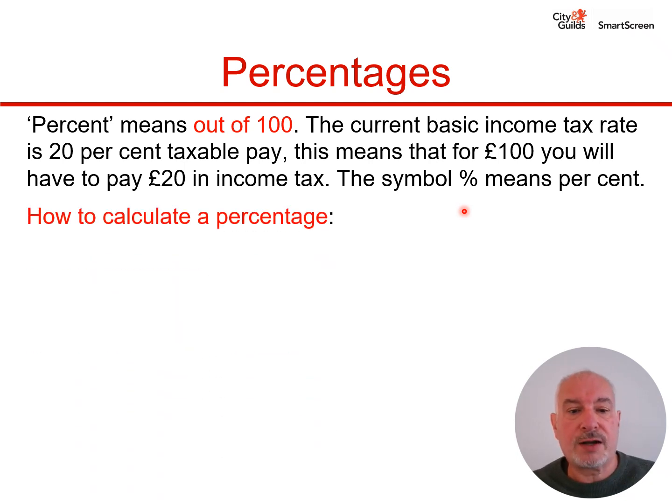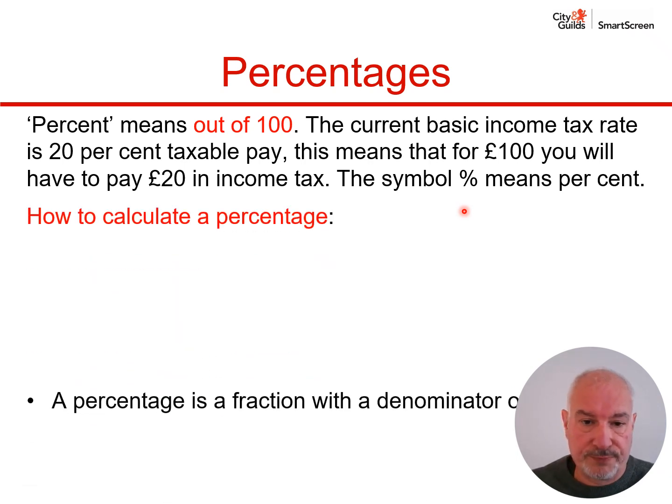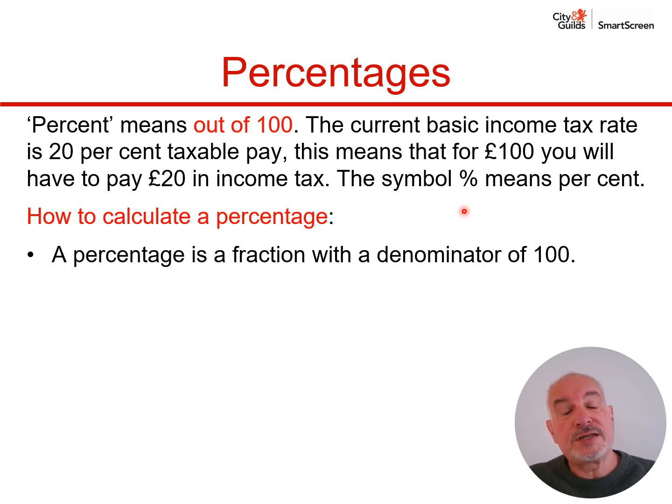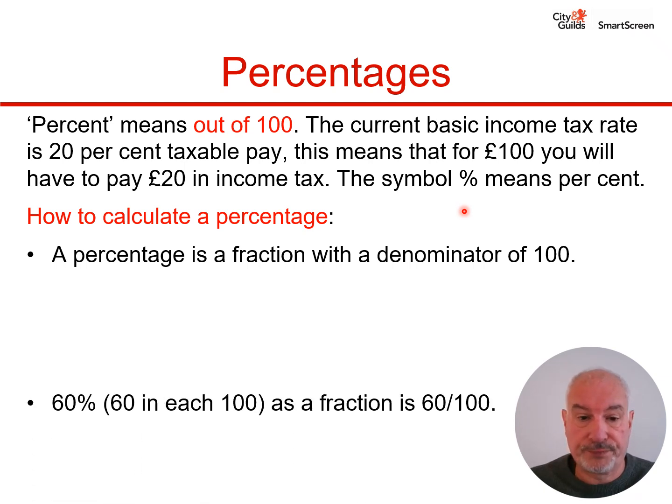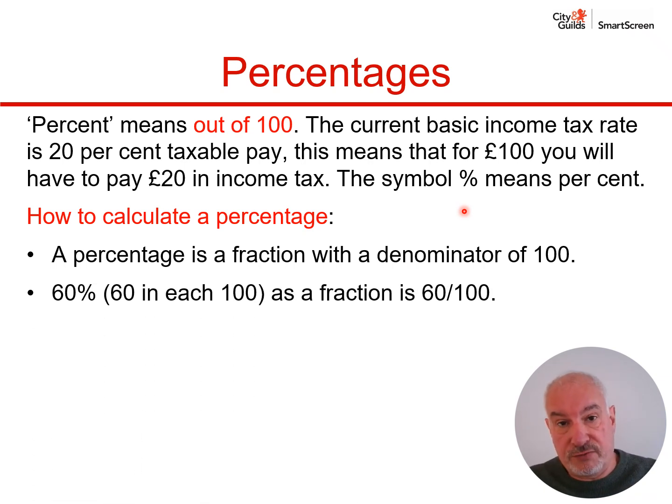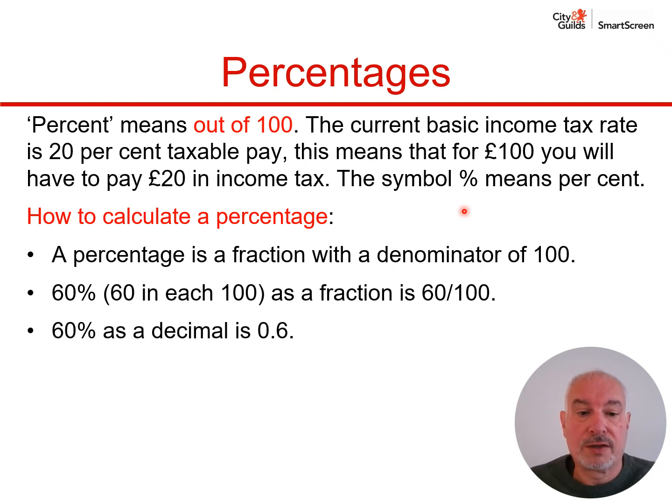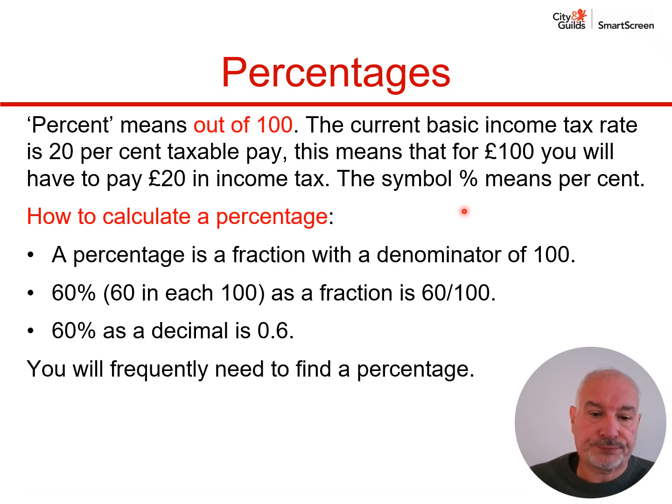So let's look at how we calculate a percentage. Bear in mind that a percentage is a fraction with a denominator of 100. It's how many out of 100. So 60%, for example, is 60 in each 100, or as a fraction it's 60 over 100. And 60% as a decimal number, well, that would be 0.6.